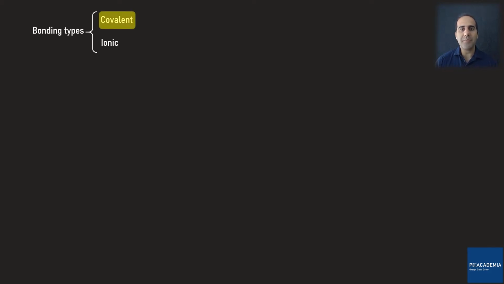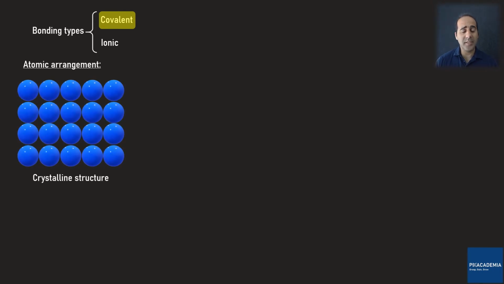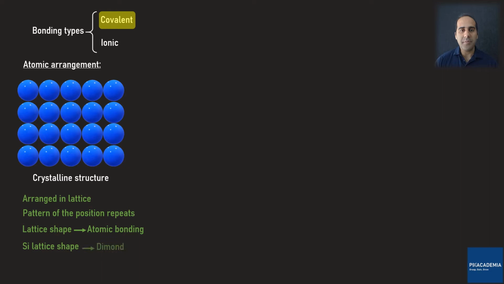In terms of the arrangement of atoms in a material, there are three types of structures. The first one is crystalline. In a crystal, atoms are arranged in a three-dimensional lattice, and the pattern of atom positions repeats. The lattice shape depends on the bonding between atoms to a great extent. For example, the lattice shape of silicon is diamond.